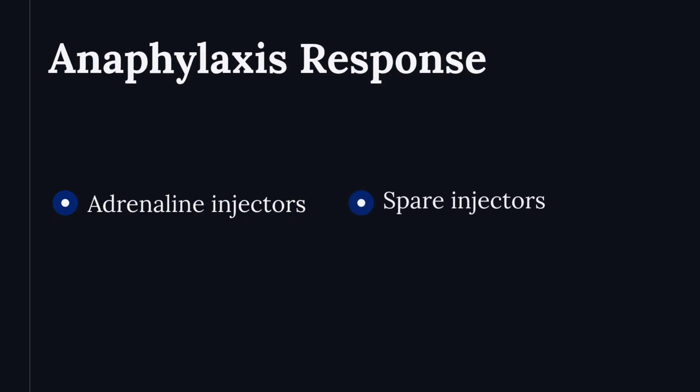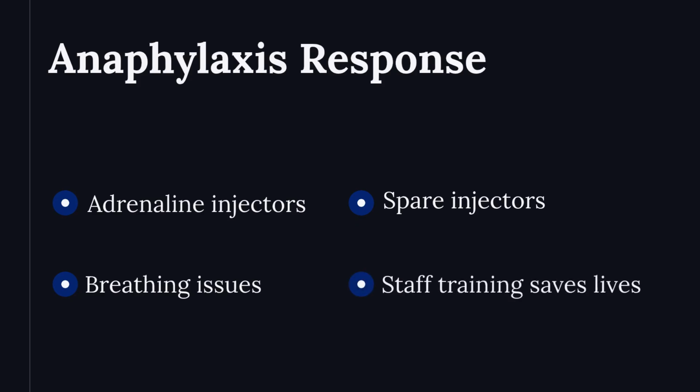Anaphylaxis is a life-threatening reaction requiring immediate response. Adrenaline autoinjectors should be available for at-risk pupils. Schools can hold spare injectors for emergencies. Signs include breathing difficulties and swelling. Training ensures staff can respond effectively and save lives.